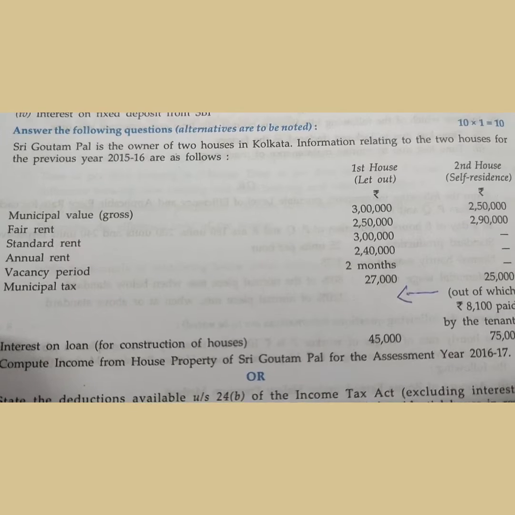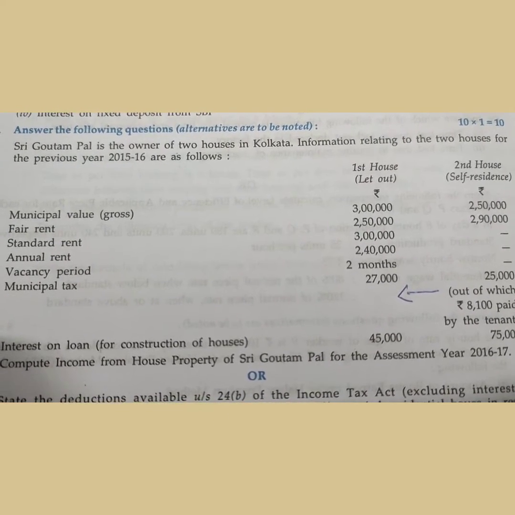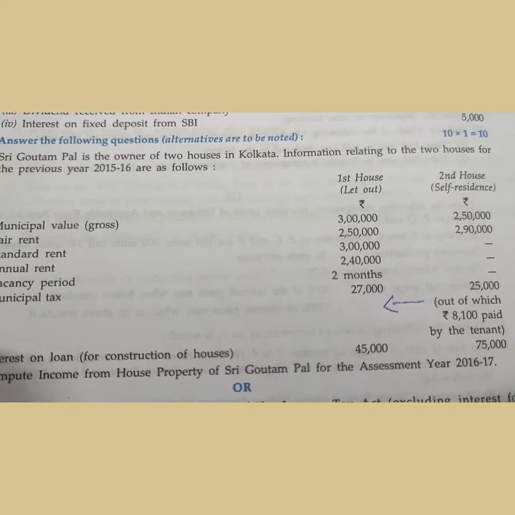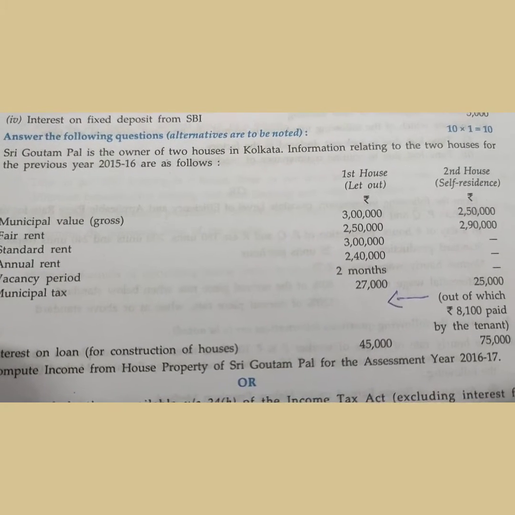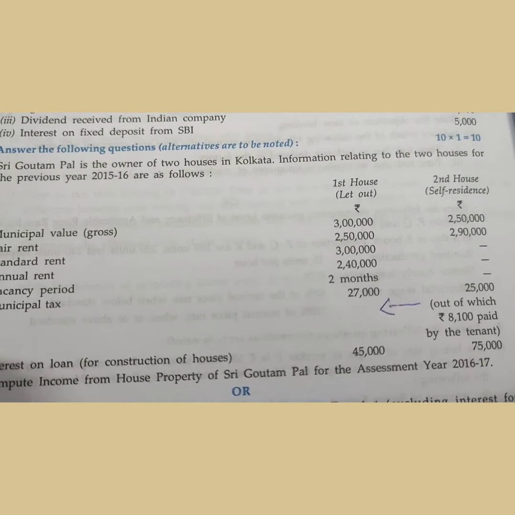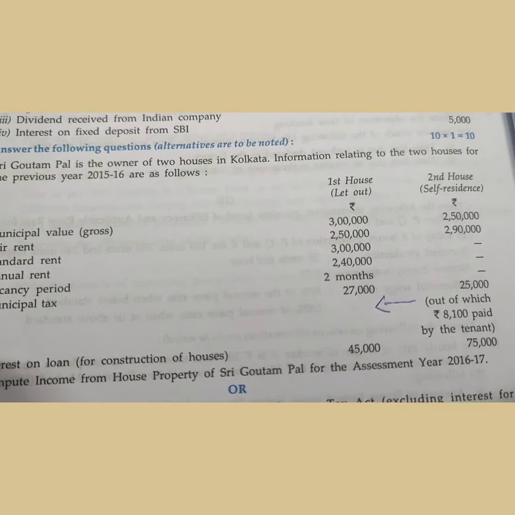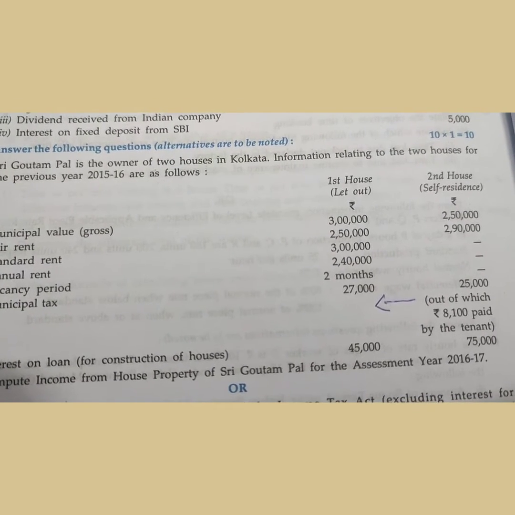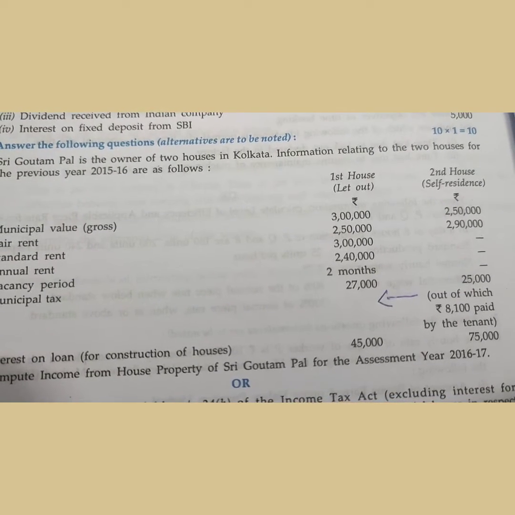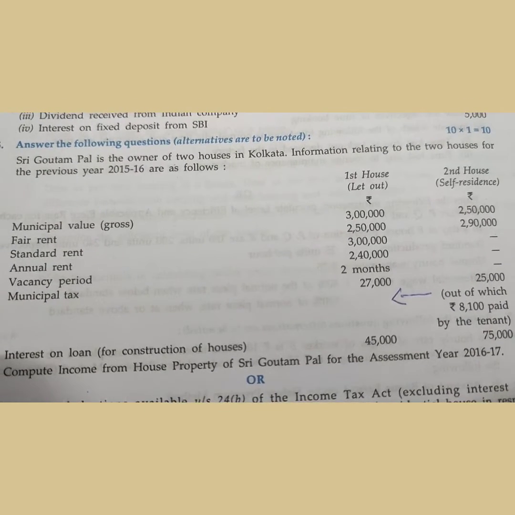Annual rent is rupees 2,40,000 for the let out house. Vacancy period is 2 months. Municipal tax 27,000 for the first house, and for the second house 25,000. There is a printing mistake, that is under 25,000 it is written within bracket that out of which rupees 8,100 paid by tenant. In case of self-occupied house, this cannot be happened. So these within bracket phrase, this will come under this rupees 27,000.